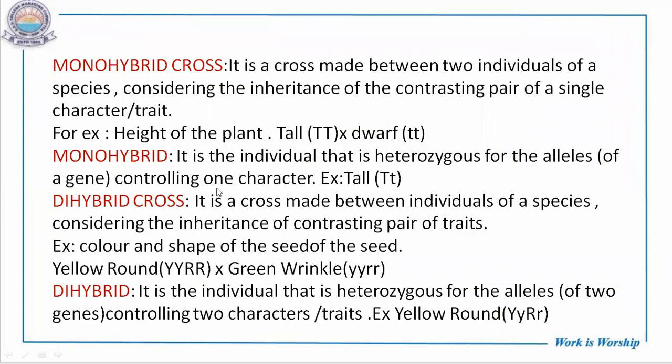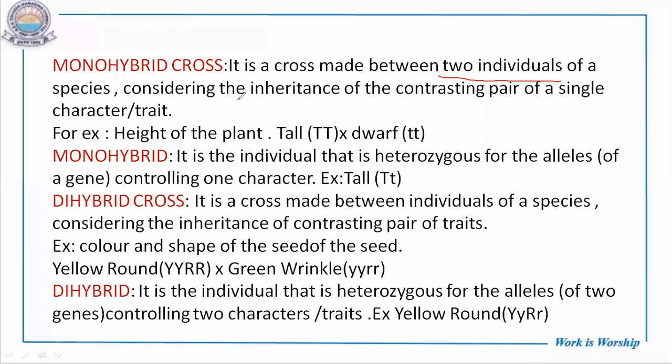Yes, ma'am. Okay. So these are the crosses which we have already discussed. The first one is the monohybrid cross. I already told you the definition of monohybrid cross, and you can see it written here: it is a cross made between how many individuals? Always two individuals, because in sexual reproduction you know two parents are involved. So we will take only two individuals of the same species, remember.